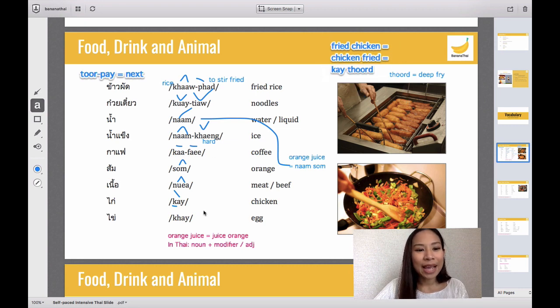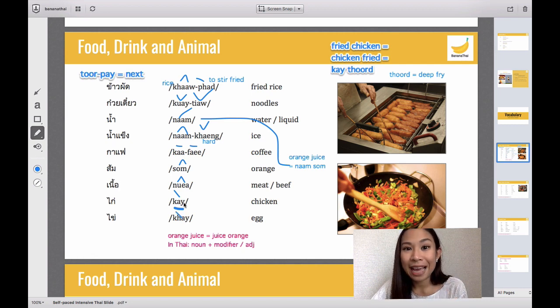So ต่อไป, next, ไข่. Oh, sounds so similar. ไข่, down and up, it actually shares the same tone as ไก่, but ไข่ is with KH. See why ไก่ is with K. So ไก่ is chicken while ไข่ is egg. See, sounds similar. Chicken, ไก่. Egg, ไข่. That's it.